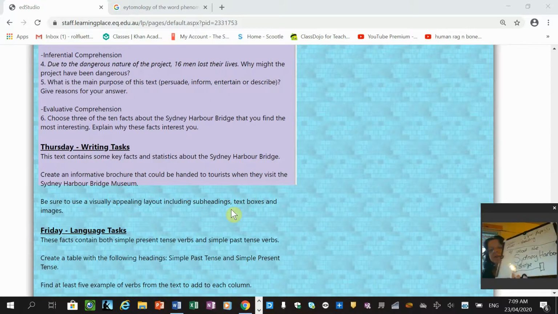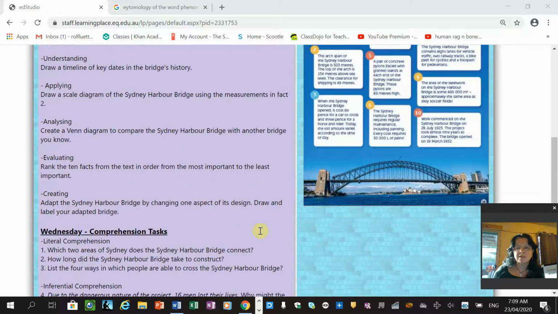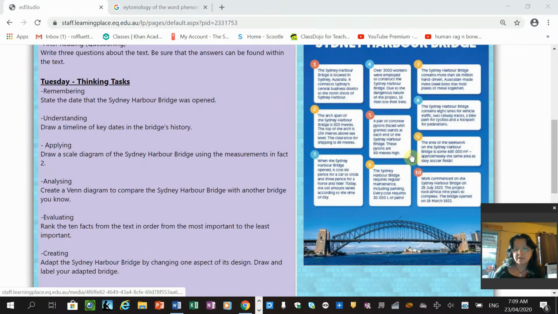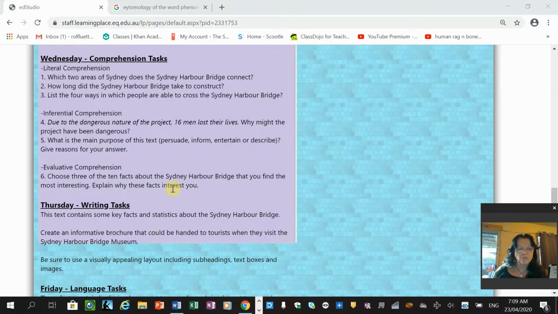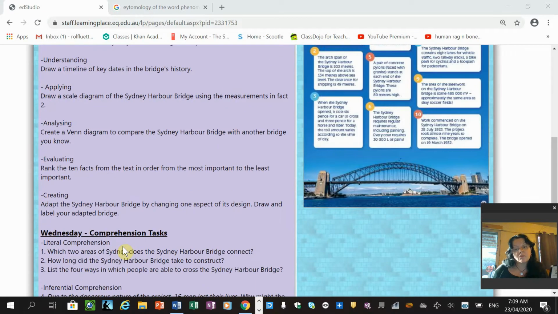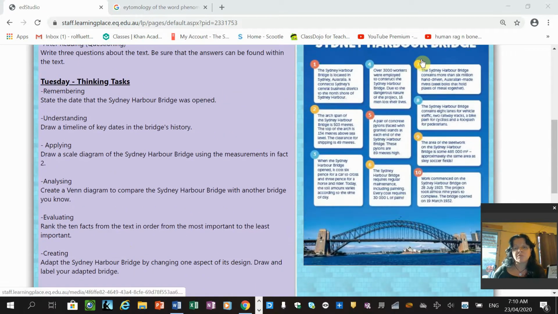So I guess what they're saying to you is to represent some of these facts in a more interesting and creative way. Okay, so what they want you to do is create an information brochure that could be handed to tourists when they visit the Sydney Harbour Bridge Museum. So as they're coming through, they're there already, so all you do is inform them.